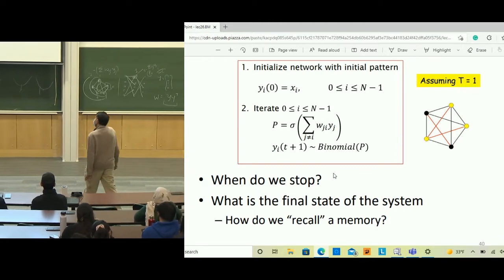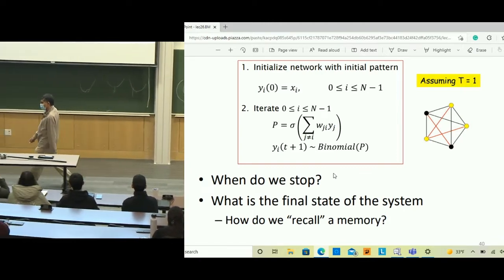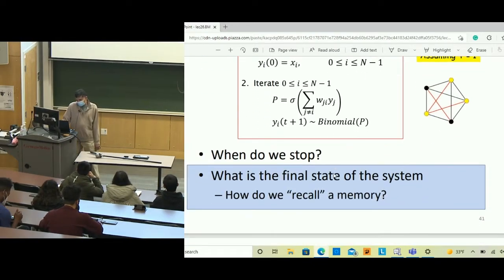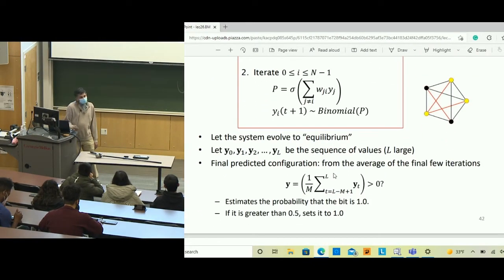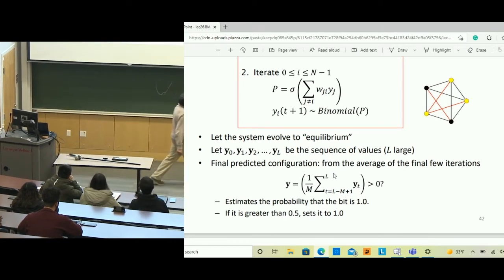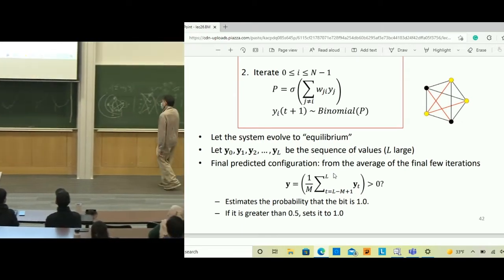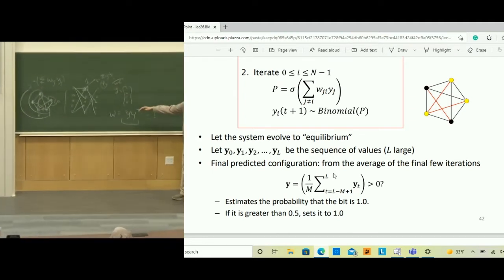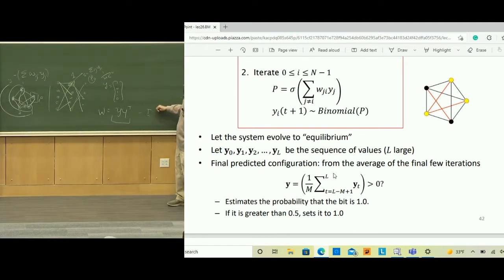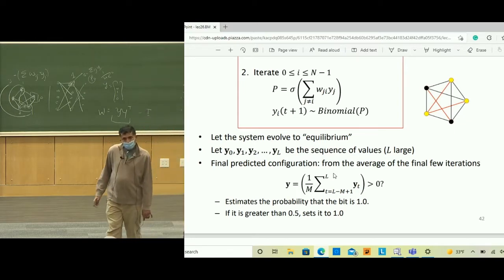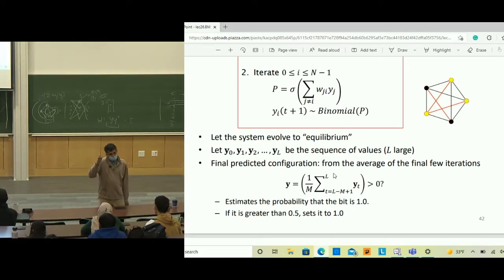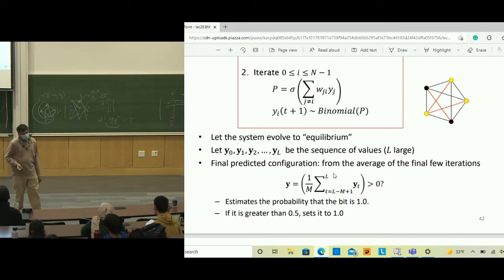That is easy enough. How do you actually recall a memory? The way you do it is you let the system evolve. You start off with the system and keep evolving it through time. After it's run a certain number of iterations, you run several more steps, maybe 10 steps, maybe 100 steps. And so you're going to get these 100 vectors. You take the average of all of these vectors, or the max of all of these vectors, whatever it is, and that is going to give you the final state.